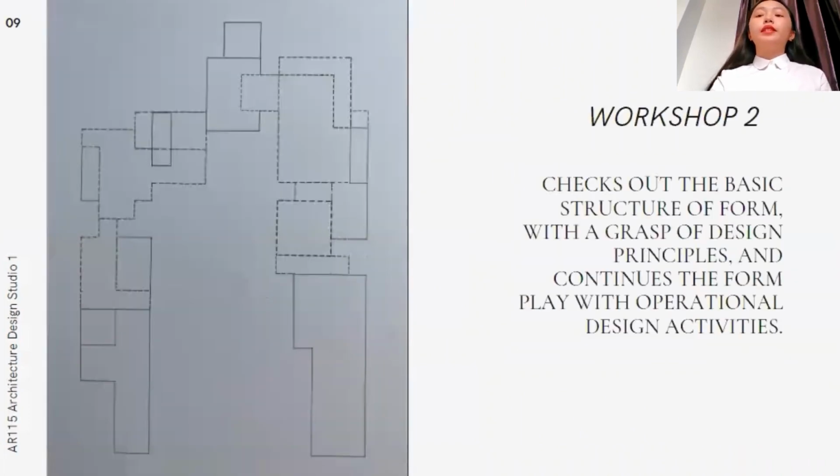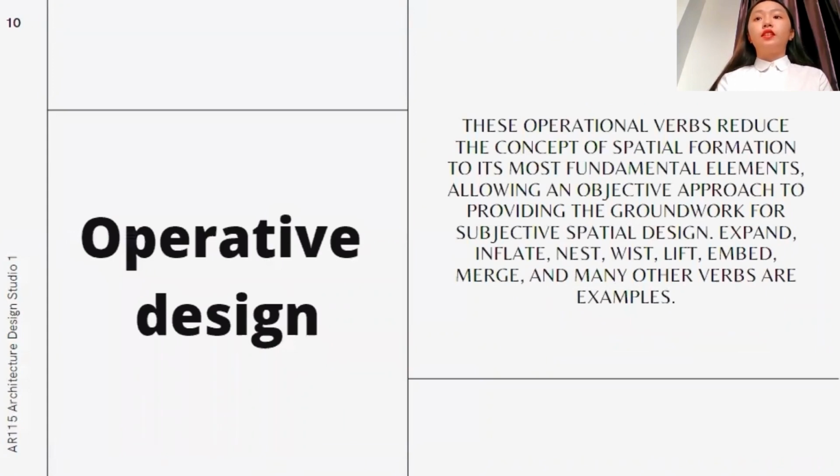Next, Workshop 2 extends the possibilities of form change by understanding design principles as a guide for form order, dynamics, and aesthetic. First is the operative design of my 9 blocks. This operation first reduces the concept of spatial formation to its most fundamental element, allowing an object approach to providing the groundwork for spatial design. The example includes 3 ways: add, subtract, and display.